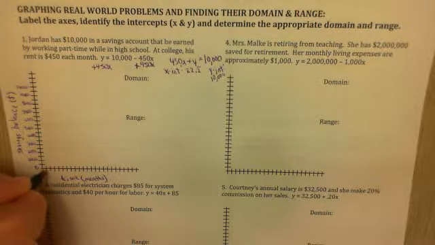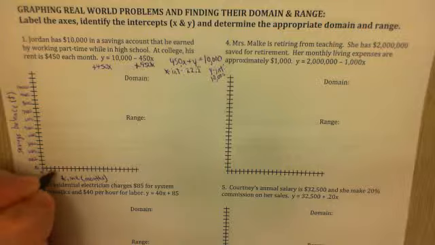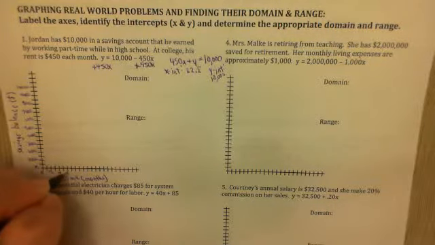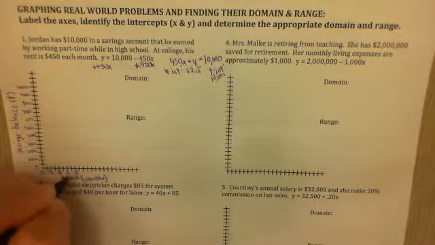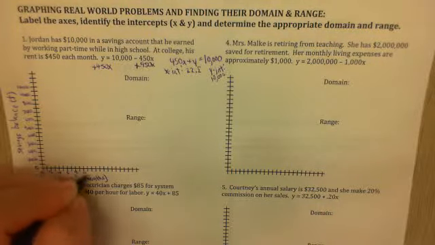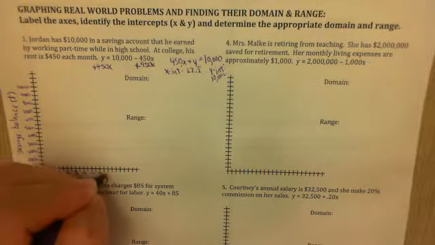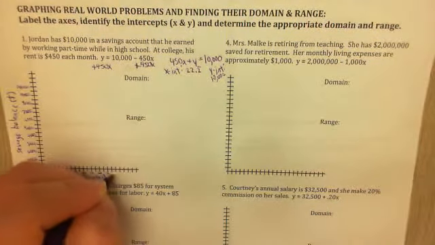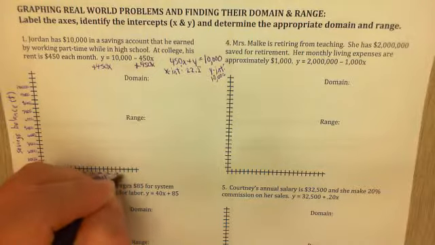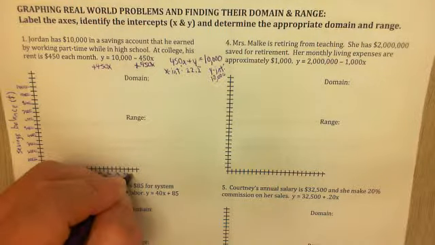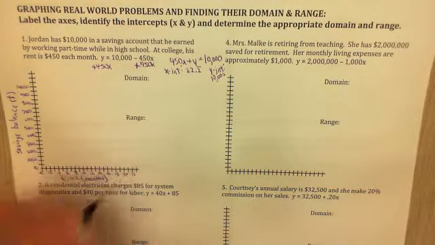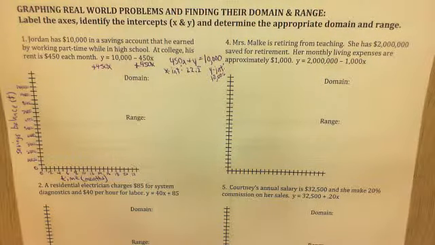And so we'll say 1, 2, skip 1, 3, 4, skip 1, 6, skip 1, 8, 10, 12, 14, 16, 18, 20, 22. So that last little mark there would be 23.